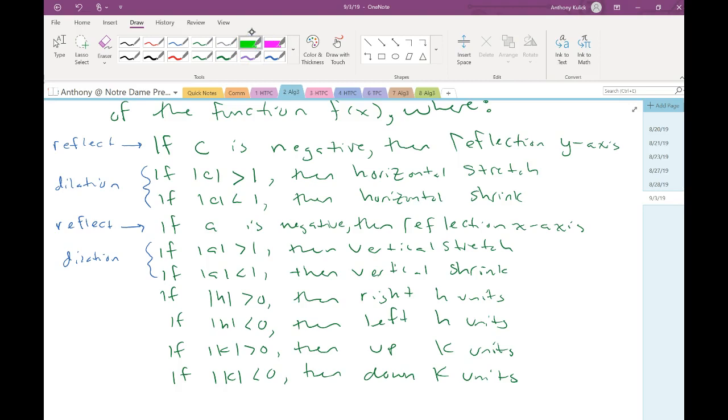So if I look at the first three lines here, they're all related to C, right? The first says if C is negative, then we reflect across the y-axis. If the absolute value of C is greater than 1, then we have a horizontal stretch. And if the absolute value of C is less than 1, we have a horizontal shrink. So C can tell me three pieces of information, whether it's a reflection or a dilation.